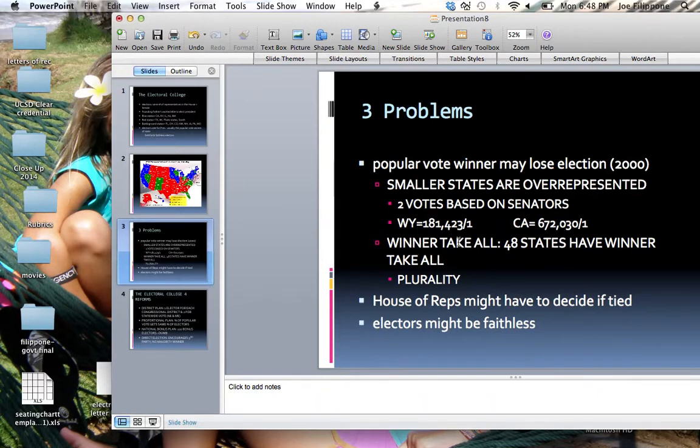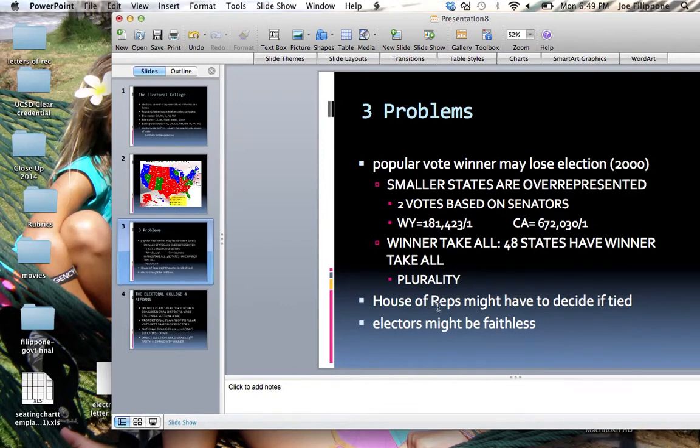And the winner-take-all system is another reason why the popular vote winner may lose the election. 48 states have the winner-take-all, which means you can get a candidate that wins 51% of the popular vote, but takes all the Electoral College votes out of there. So you could actually have a plurality there.